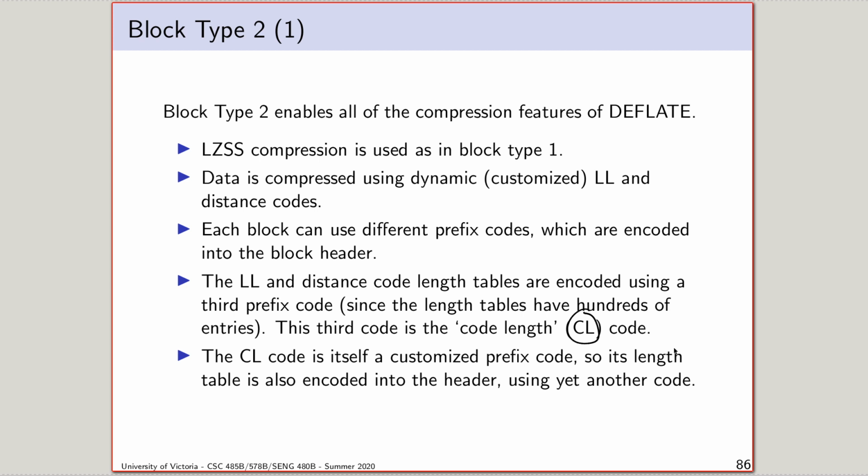But if I want to define the CL code, I generate a prefix code. So how is the decompressor going to know what that is? Okay, so what I do is I take the length table for that code and I encode that into the header using, well, the slides are being melodramatic, yet another code. It's fortunately not as bad as it sounds. We use a pretty basic code to encode the code length table.